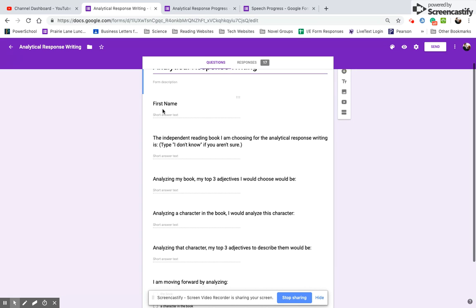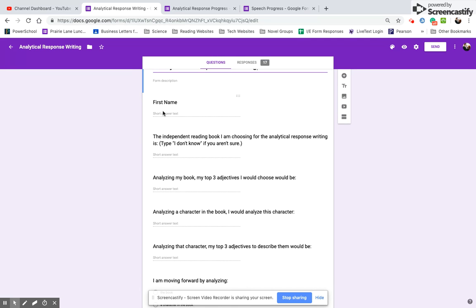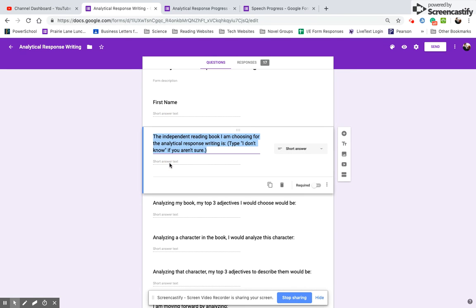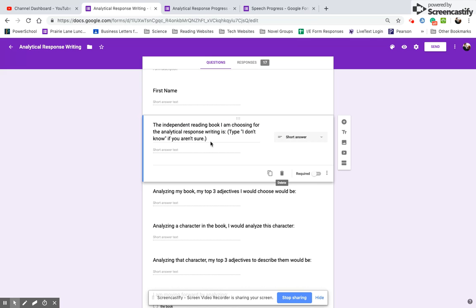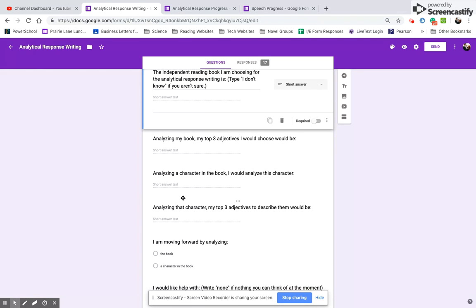about where they are. During writing, there's a certain point where students need to know what they're going to write on. So here, I'm just collecting their information. Their first name, what independent reading book are they choosing for the analytical response unit? What are 3 adjectives that they're going to describe the book? These were lessons that we had. If you were going to analyze the character, what character would you analyze?